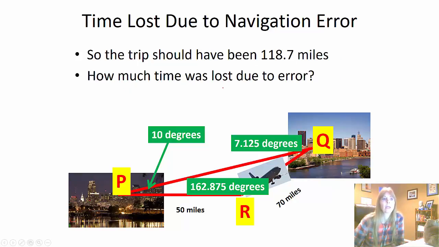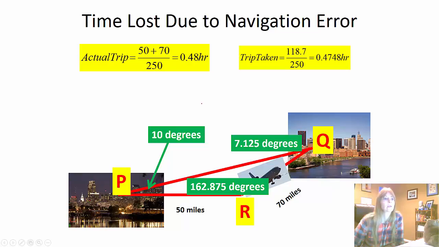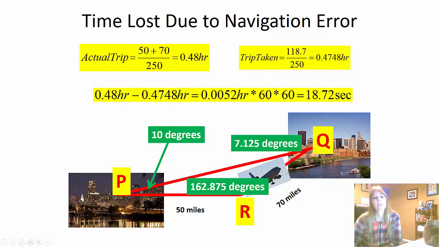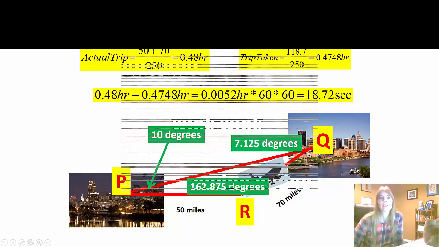How much time, they asked me, was lost due to error. The actual trip, remember we computed the trip taken. If they did it right, it should have been 118.7 over the 250 miles per hour. And so as you can see, he lost 18.72 seconds, which could be a big deal if you're sitting at the airport waiting, right? All right, so that finishes law of sines. We will move next into law of cosines.